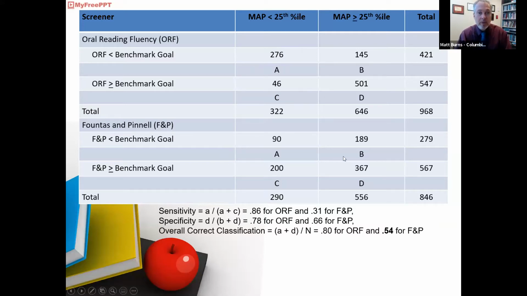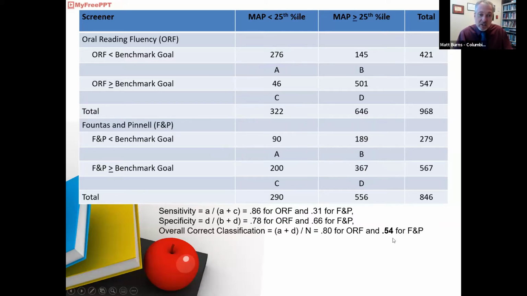Now, let's look at the Fountas and Pinnell. 556 kids did well on the MAP. 367 did well on the F&P, which is 66%. That's like a D, maybe D plus, not great. But among the 290 kids who didn't do well on the MAP, only 90 of them did not do well on the F&P, which is 31%. That's not even on the grading scale, it's so low.